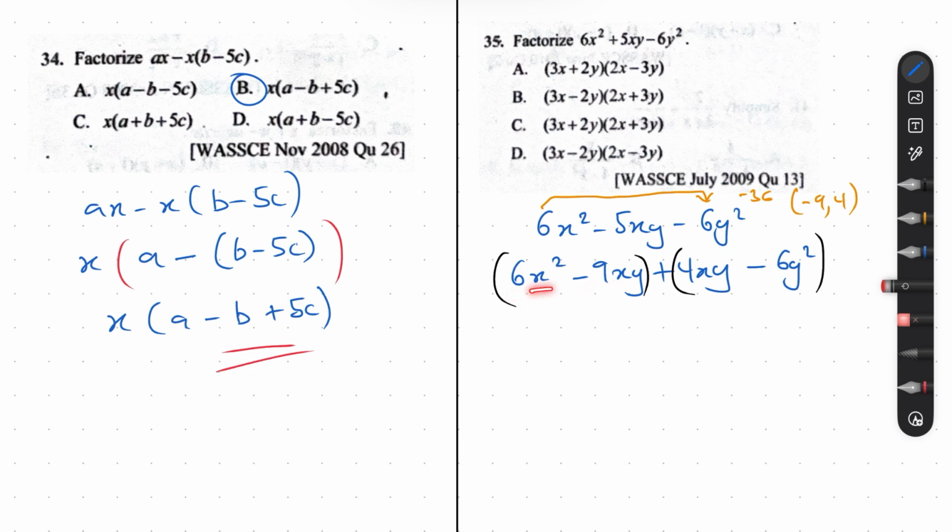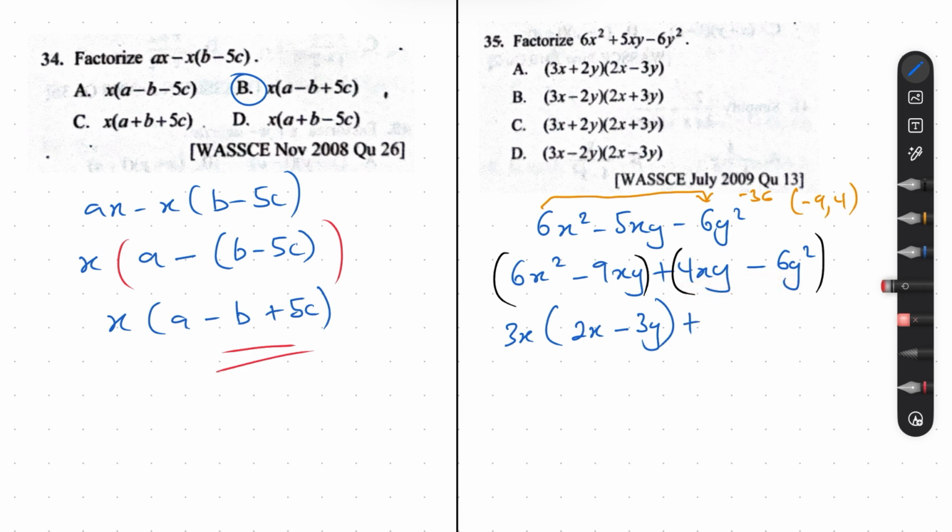X is common here. And what else is common? You can take 3 out of here, and also 3 from here. 3 can go here twice and go here 3 times. So let's factor 3x out. Then we'll have 2x minus 3y. Because if you factor 3x out of here, you'll be left with 3y, which is here.